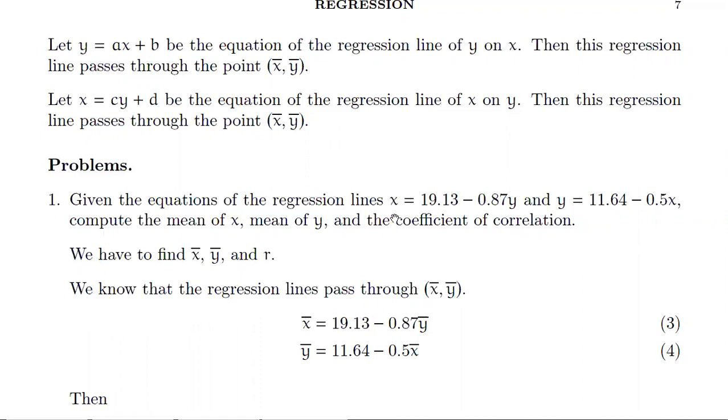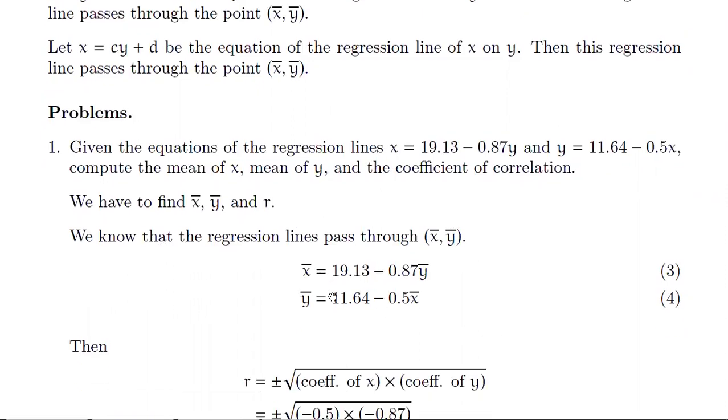So substitute x as x bar and y as y bar in these two equations. On doing that, we get the first line as x bar equal to 19.13 minus 0.87 y bar, and from the second equation we get y bar equal to 11.64 minus 0.5 x bar. Now what we are trying to calculate here is x bar, y bar and r. So first we can calculate the value of r.